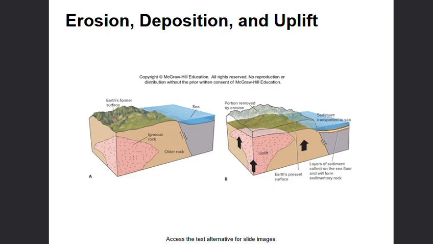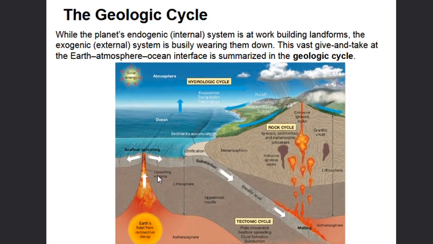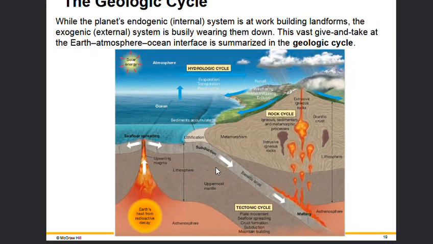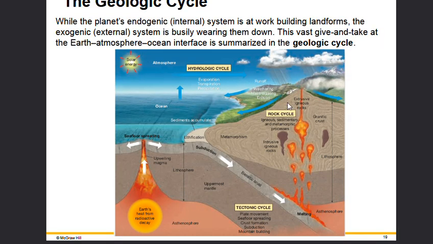Okay, slide 19. What can you see? Geologic cycles. How many cycles do you have there? Three: hydrologic cycle, rock cycle, tectonic cycle. Yes. So the hydrologic cycle is driven by solar energy, right? The tectonic cycle is driven by the internal heat engine that is derived from radioactivity. And all of this comes into play to give us what? The rock cycle. Does that make sense? Yes.